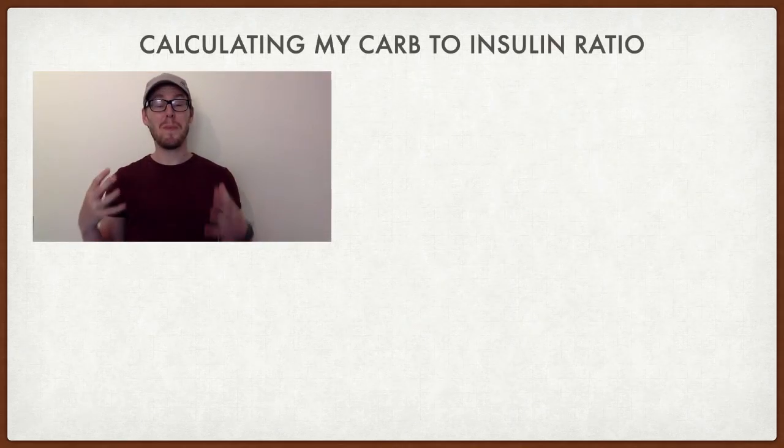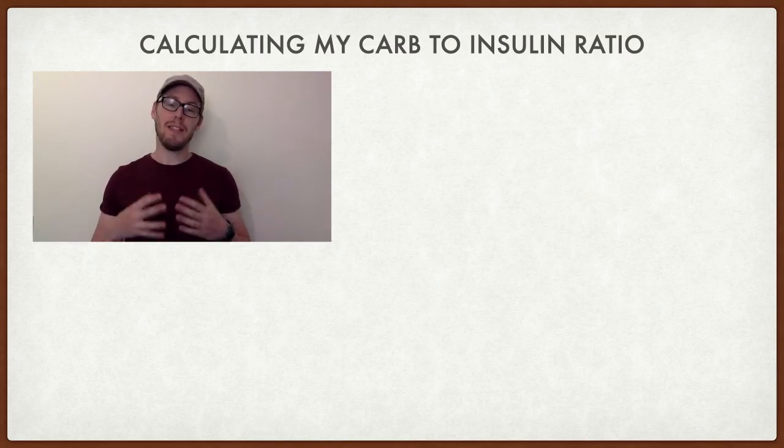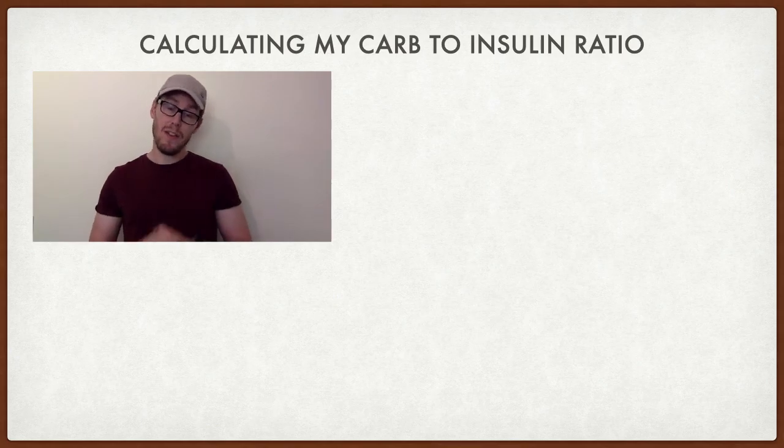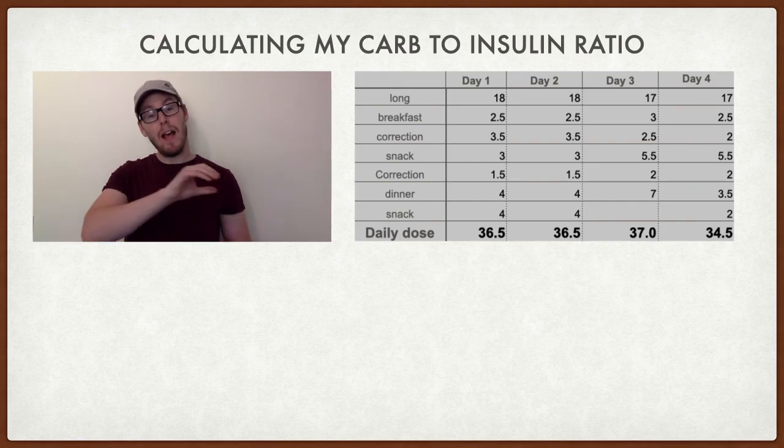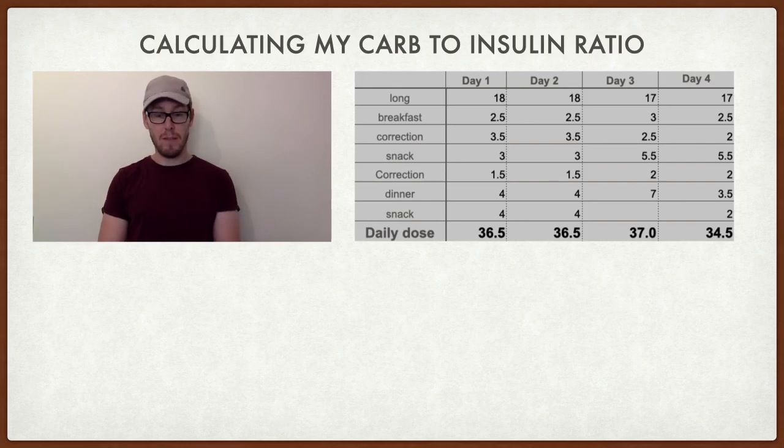Right, so I'm going to talk about how I calculated my insulin to carb ratio. The first thing I needed to do was to work out exactly how much insulin I was taking each day. So if you have a look at the table on my left, you'll see that over a 4-day period I recorded exactly how much insulin I was taking, and the bottom row in bold will show you my total dose for each day. So on day 1 I took 36.5 units of insulin, on day 2 36.5 again, day 3 37, and day 4 took 34.5 units.